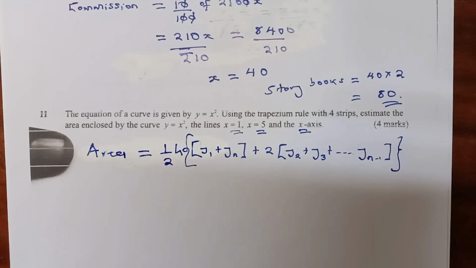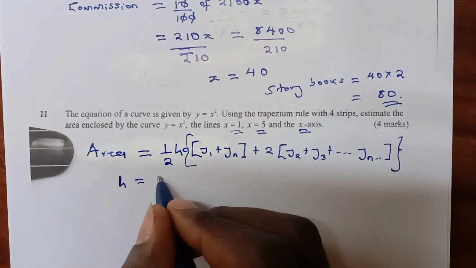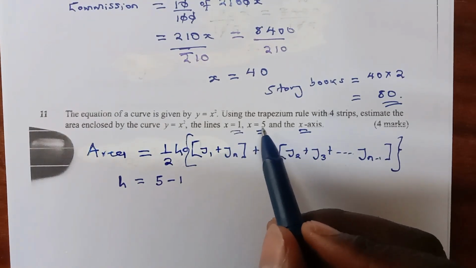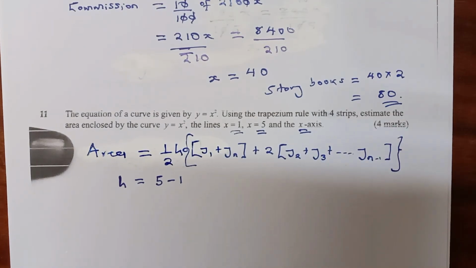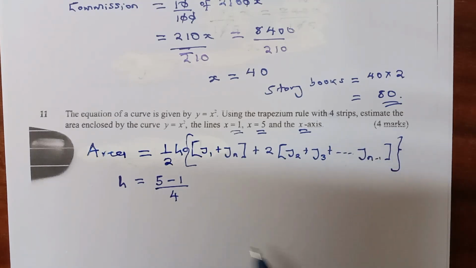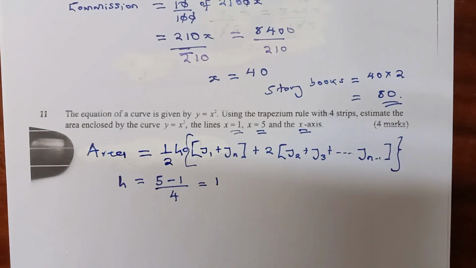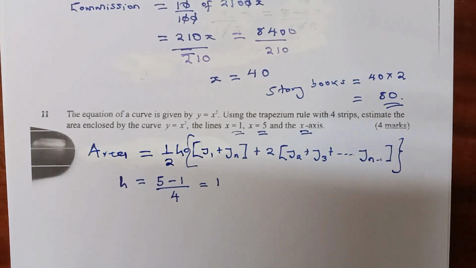Now, in this particular place, we start by finding the value of height. So h is going to be 5 minus 1, because it is coming all the way from x equals 1 up to x equals 5, divided by the number of strips, which are 4 strips. And this gives us the value of h as 1. Now, we look for the values of y1, y2, y3, and y4.